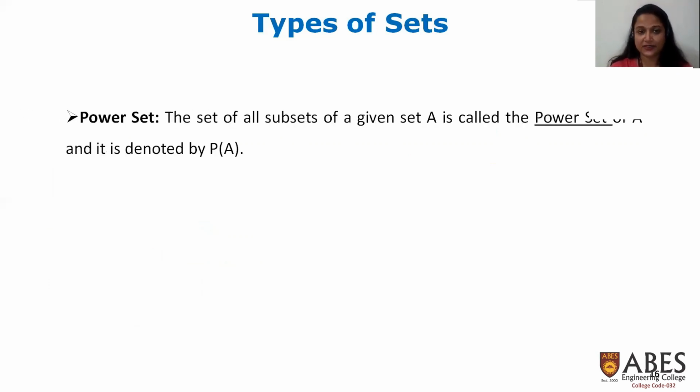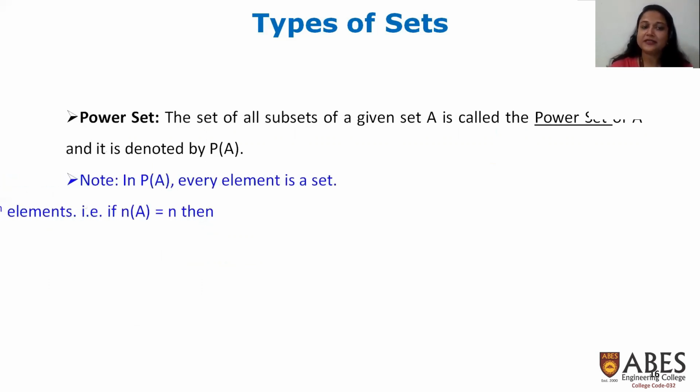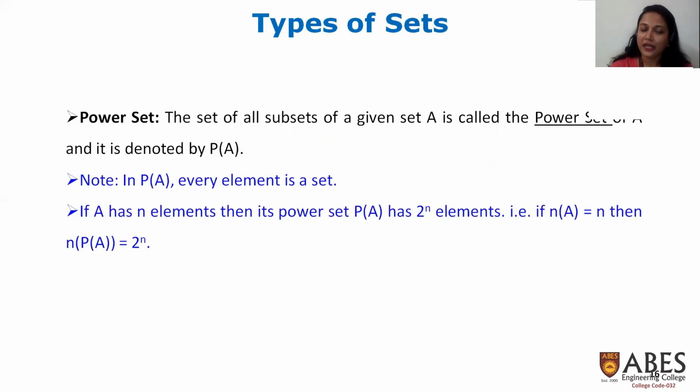Power set. The set of all subsets of a given set is called the power set of A, and you can denote it as P of A. Here, every element is a set. If A has n elements, then its power set will consist of 2 raised to power n elements. If the cardinality of set A is n, then the cardinality of its power set will be 2 raised to power n.